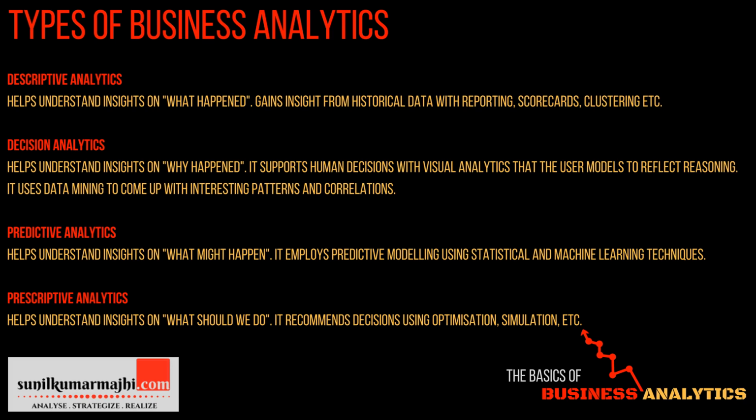The fourth type of business analytics is prescriptive analytics. It helps understand insights on what we should do. It recommends decisions using optimization, simulation, etc. For example, the self-driving car of Google that makes decisions based on various predictions and future outcomes. These cars need to anticipate what's coming and what the effect of a possible decision will be before they make the decision in order to prevent an accident. This analytics domain is still evolving and less than 4% of the companies use it in actual practice.